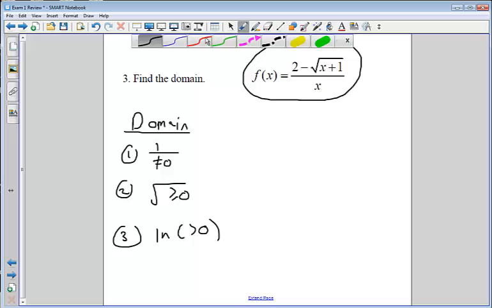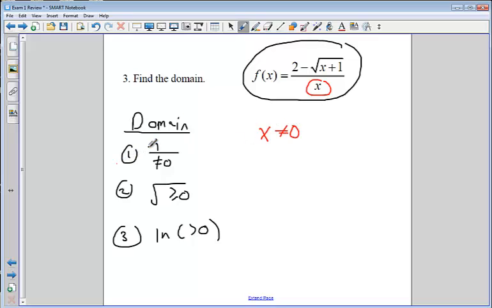So let's switch pens here. So here's my denominator. So I need to make sure x is not equal to 0. And there's no other denominator, so that's done. And then I do have a square root, so I need to make sure x plus 1 is bigger than or equal to 0. And so this tells me x is bigger than or equal to -1. So I have 2 restraints on my domain. x can't be 0, and x has to be bigger than or equal to -1. Now I don't have any ln's, right? So those are all done.